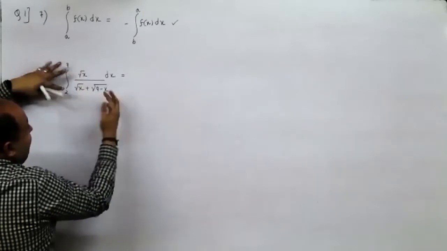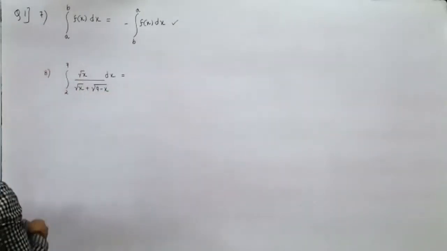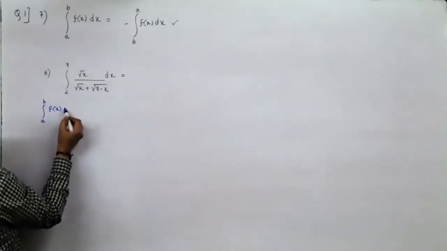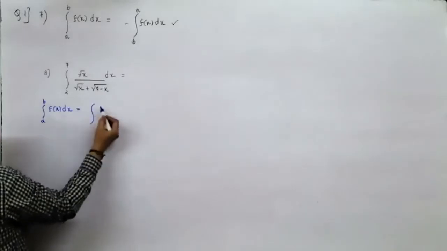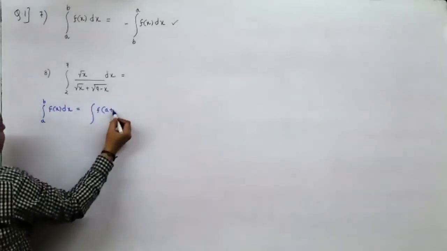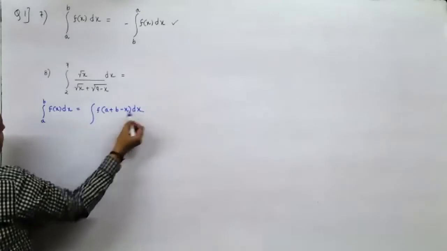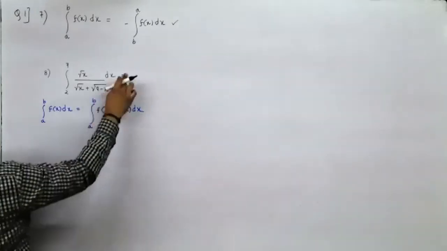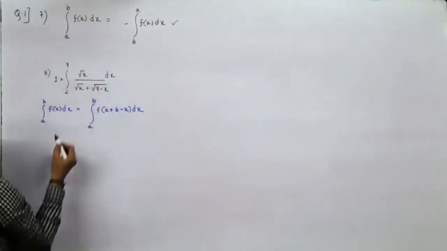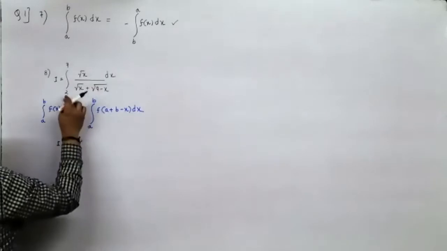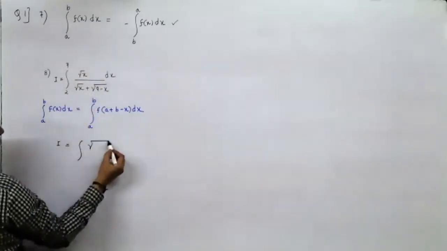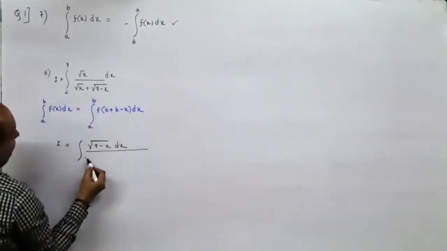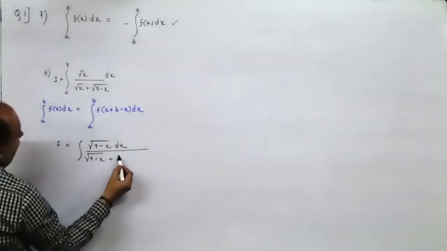When the denominator is the same, I can add it and club it. Here I'm using which property? Integral a to b f of x dx is the same as replacing x with a plus b minus x. So instead of this, since this is 2 plus 7, I would be getting 9 minus x, and this would be root of x.